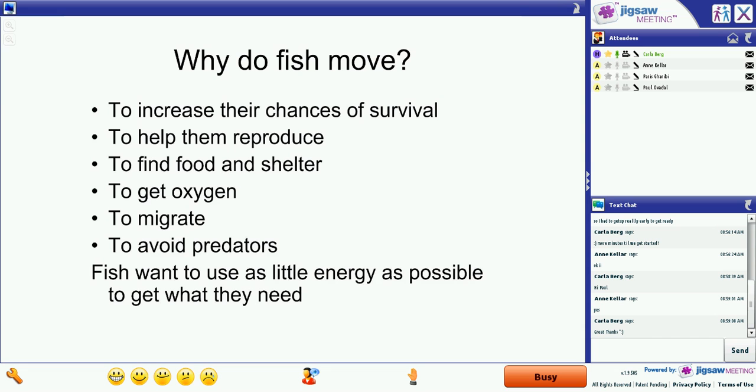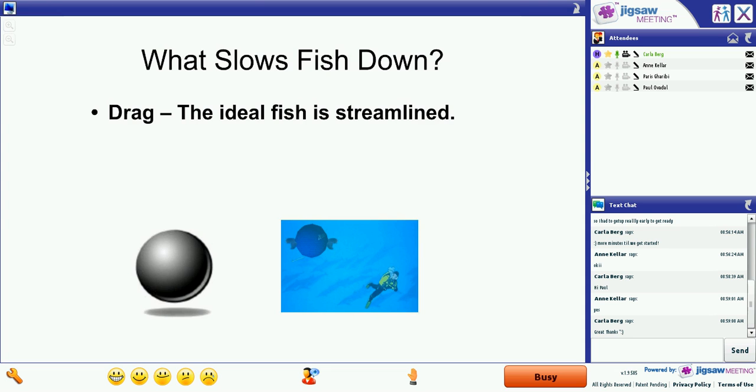They all do not migrate, but some do. They all do not need to move to avoid predators. Some of them just stay hidden. Some of them don't need to avoid predators. But fish in general, while they are moving, want to use as little energy as possible to get what they need. They do not like to move. Some of them move much nicer than others.